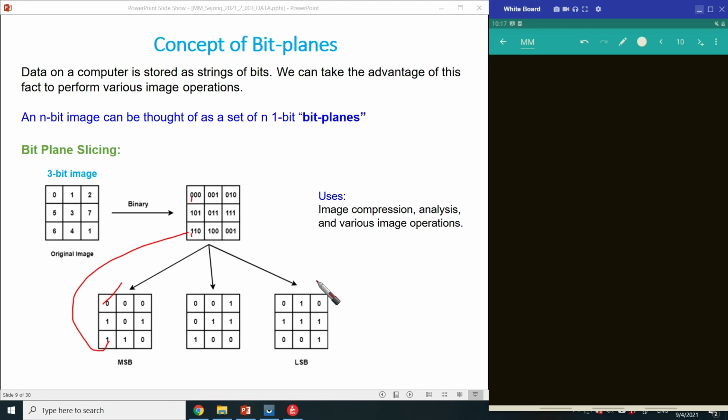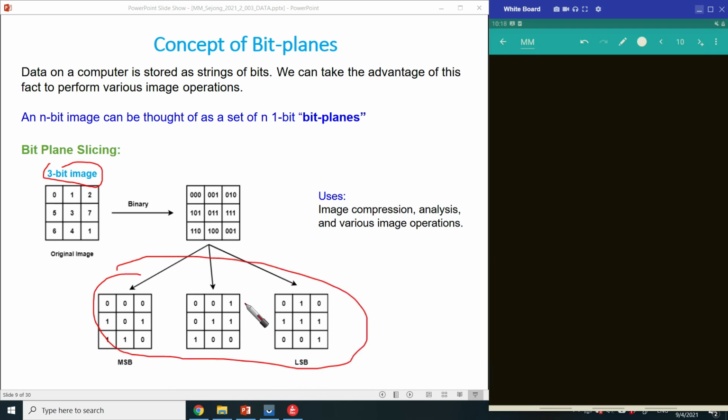Okay, and how about this one? You see, in this one, the very last one, that means the leftmost one is 0, so that means this is 0. So we got another plane. So we had a 3-bit image. Now we have divided the 3-bit image.